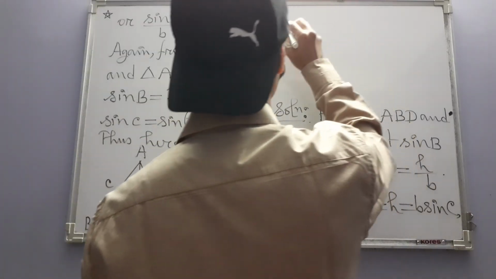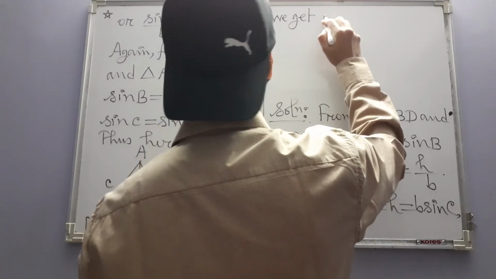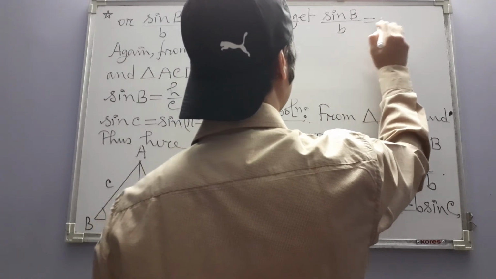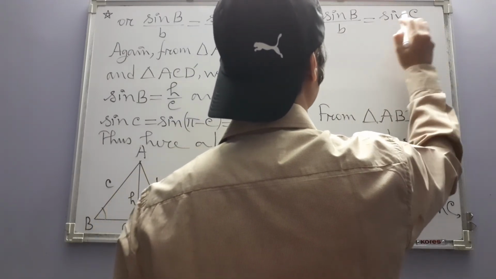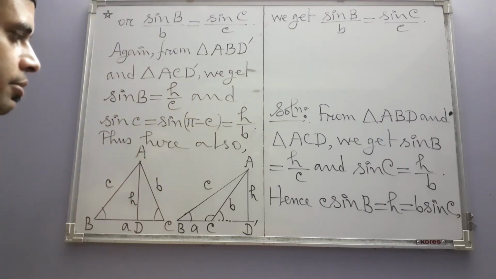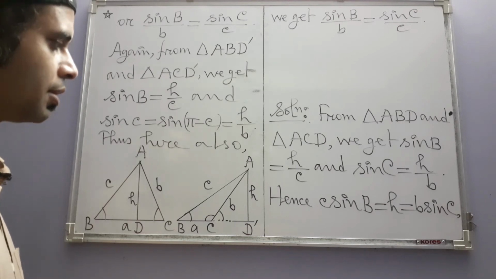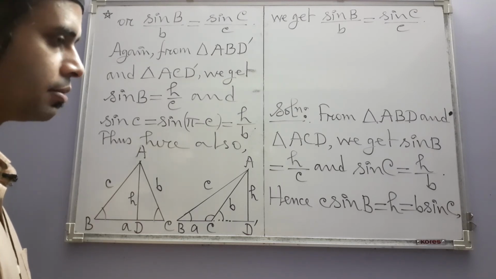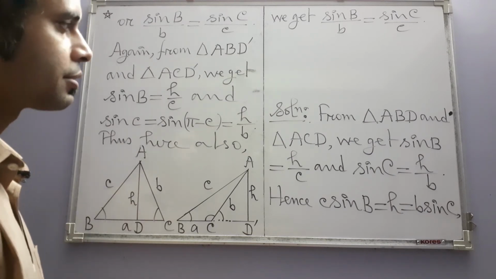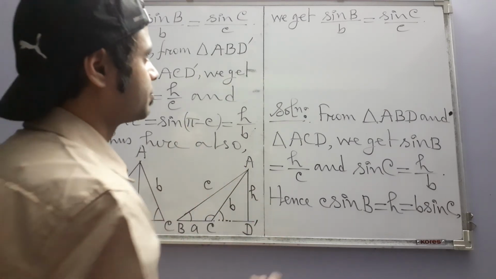Thus here also we get sine B divided by B is equal to sine C divided by C. Okay. Now I am going to write something which will seem like I am just simply giving up and somehow writing that the solution is over.